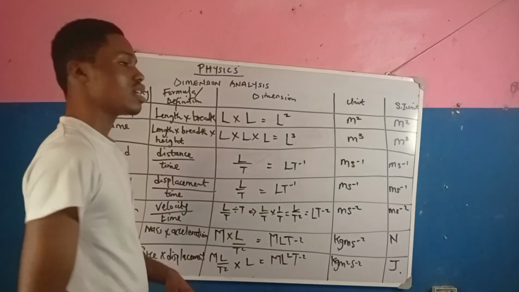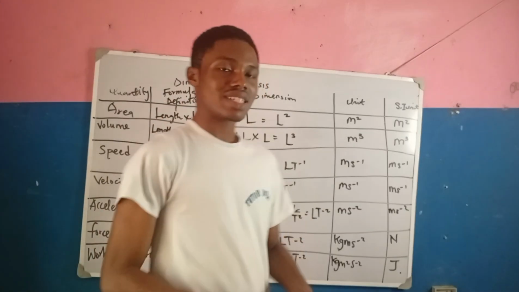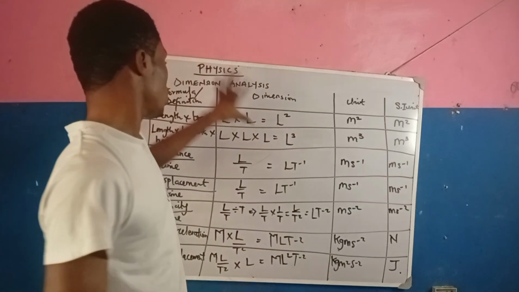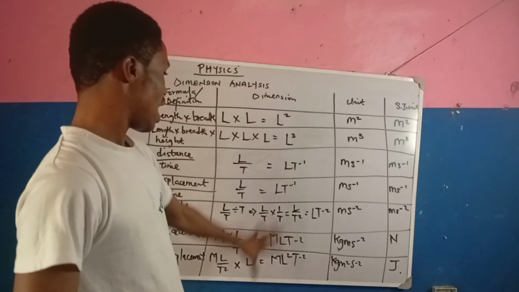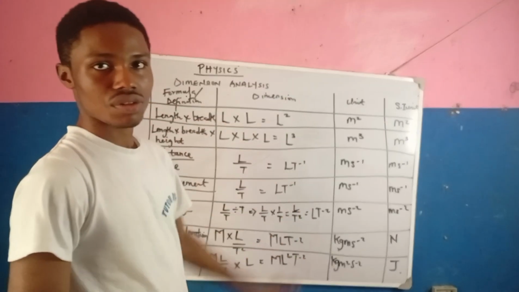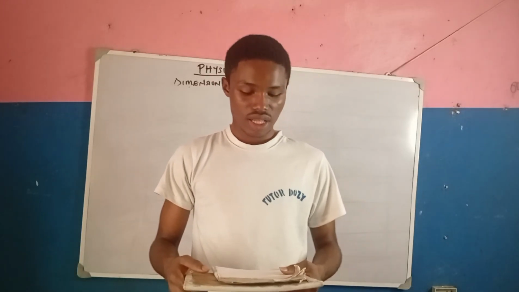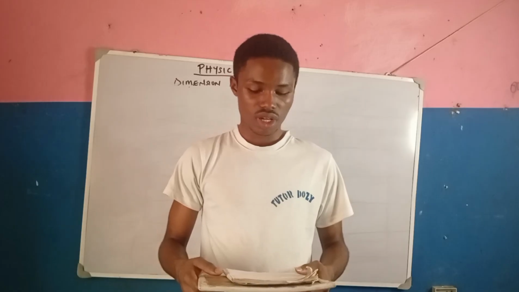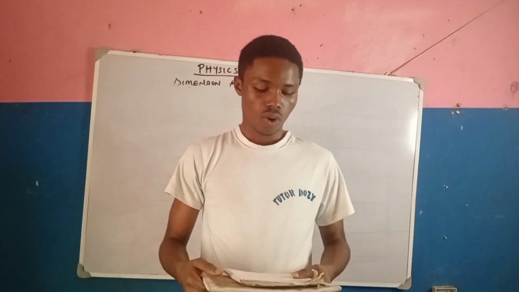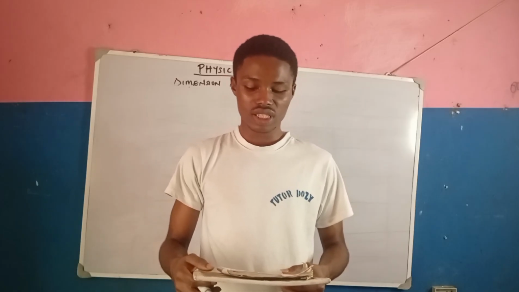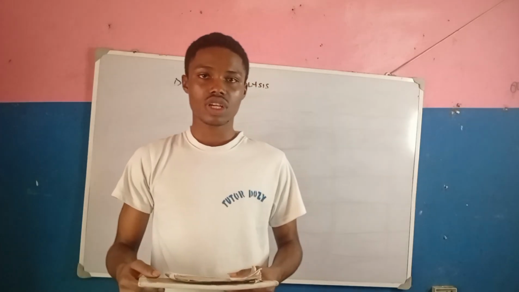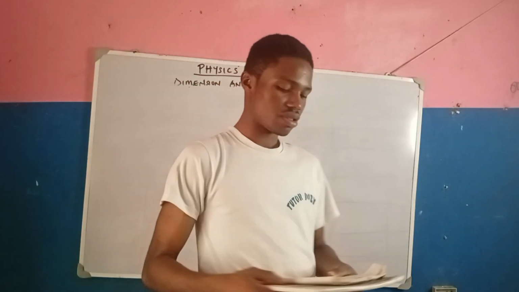So these are the examples from what we have discussed so far. These are their dimensions. Alright, let's look at the solved problems here. One, which of the following units is equivalent to kilogram meter per second?